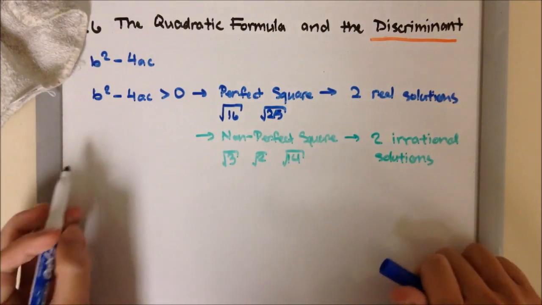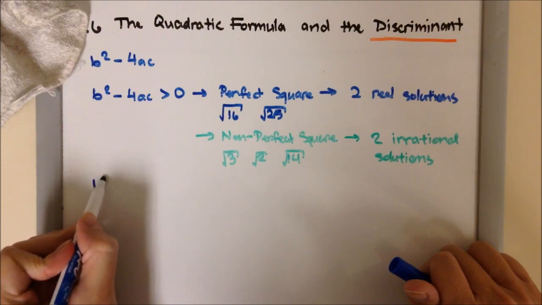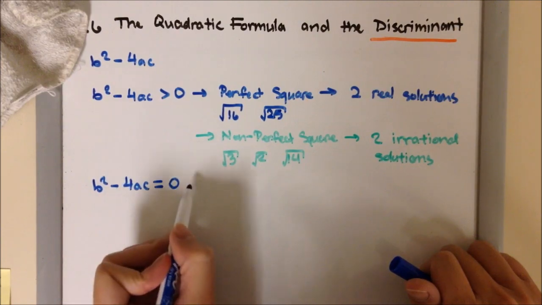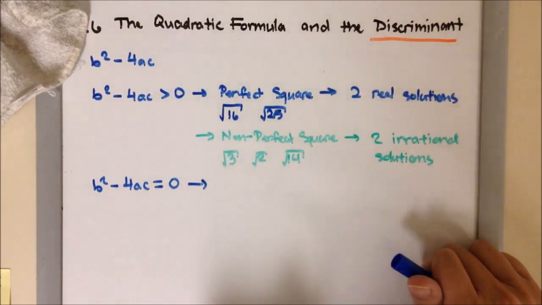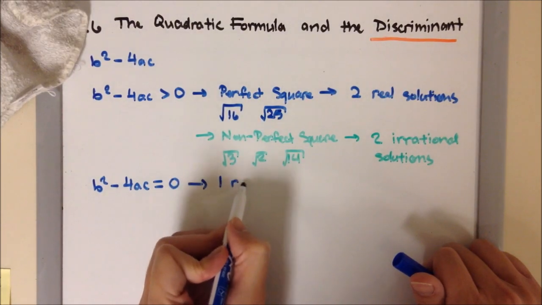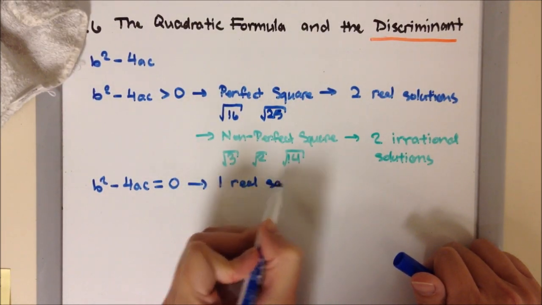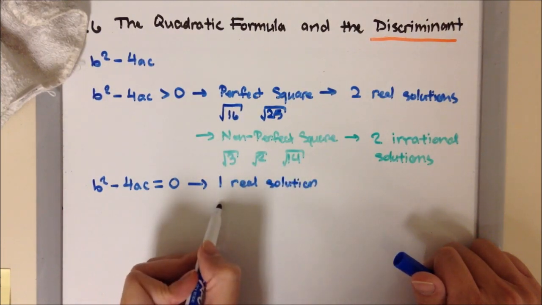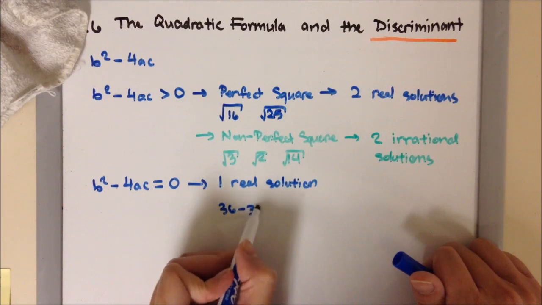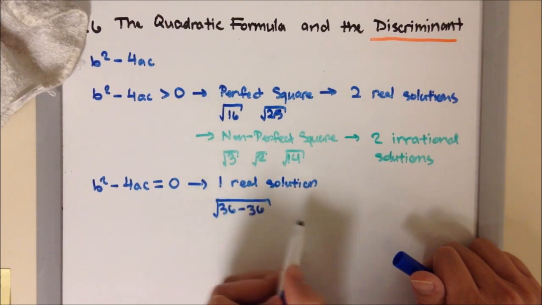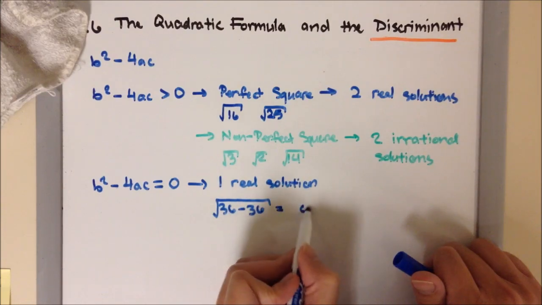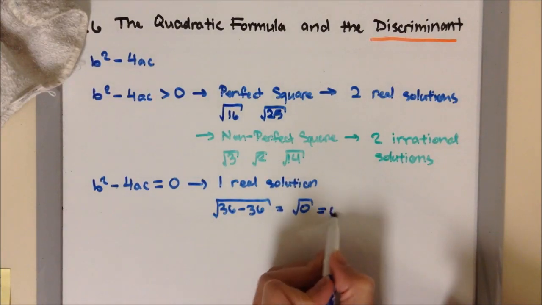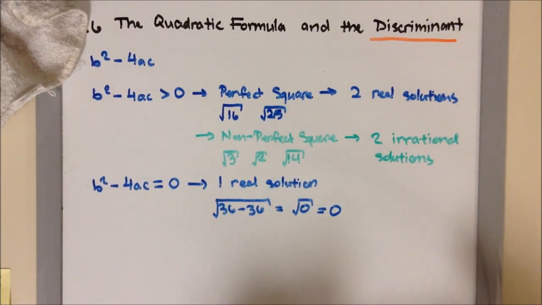Alright, next is when you have b squared minus 4ac equal to 0. So when it's equal to 0, that means you just have 1 real solution. That's it. Meaning, say you have like 36 minus 36 inside the square root, and then it will be just 0 inside the square root. And it ultimately means you only have 1 real solution.